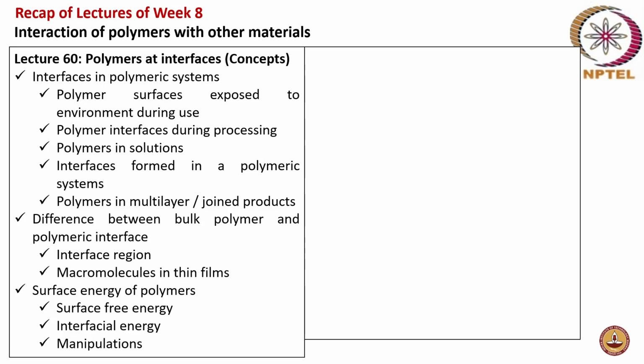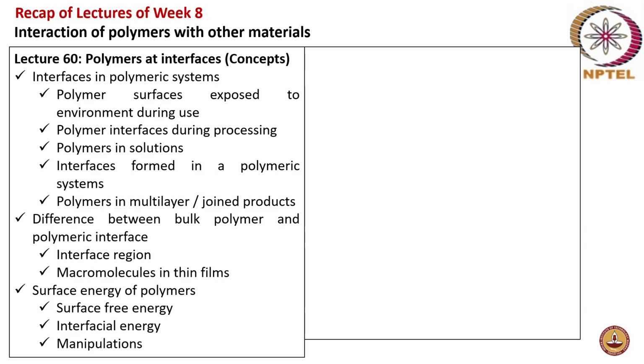Next, lecture 60 was on polymers at interfaces. So this was a concept based lecture. So interfaces in polymeric systems. What are the different interfaces that a polymer interacts with during its service or during processing? For example, it gets exposed to the environment, so there can be an interface between polymer and the environment. Or during processing, the polymer melt can have an interface with the instrument surface. In polymer solutions, there can be an interface between solvent and the polymer, right? And interfaces are formed in different polymeric systems.